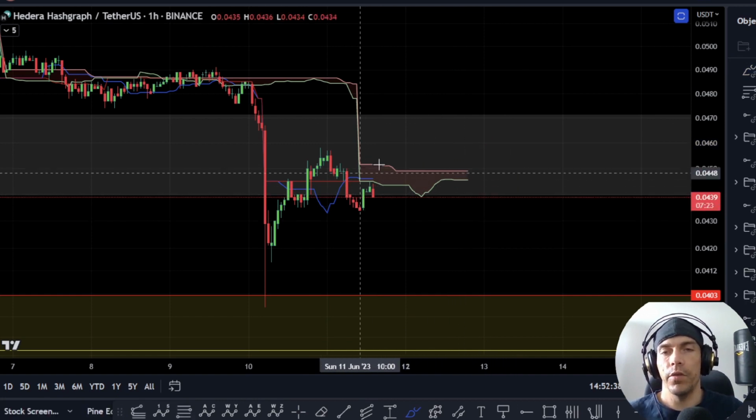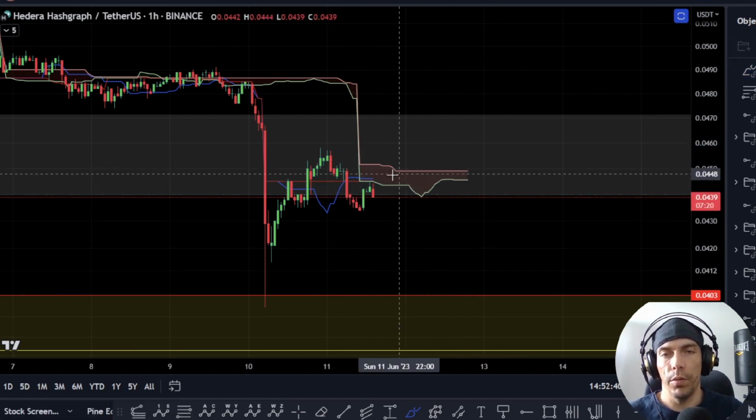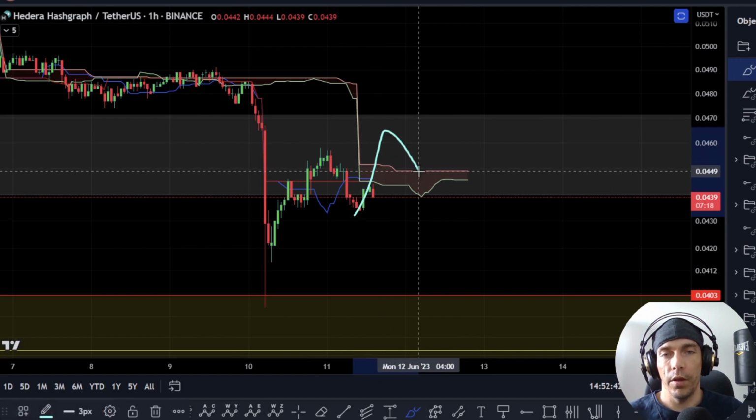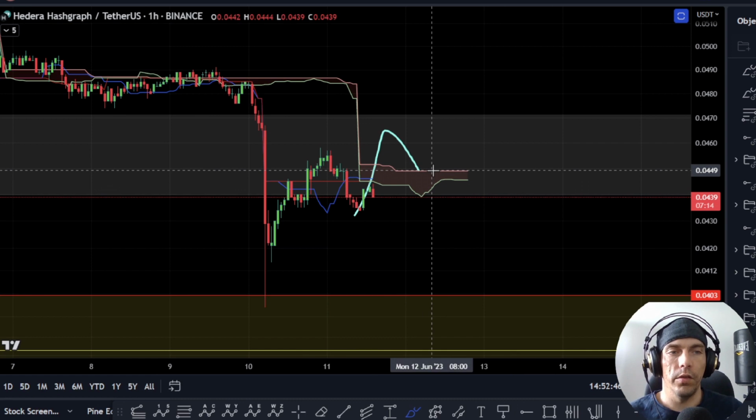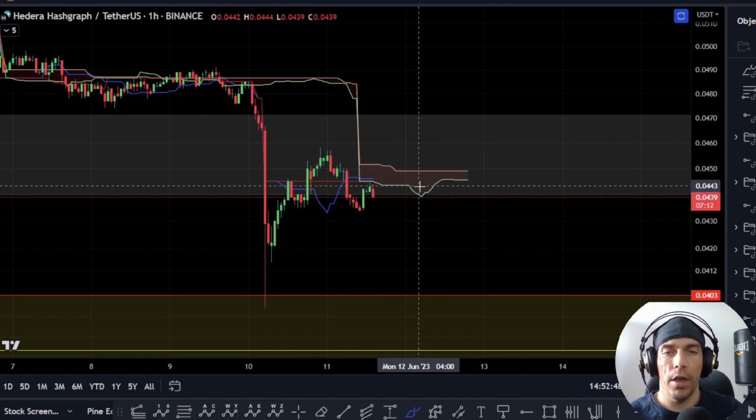Now, if that's the case, potentially what we could then do is find support above this cloud. Even if we do break to the upside, there is the potential to find support on these lines. So the upper end of this cloud is the 0449, and then we have the lower edge here, which we've been rejecting off of towards this 0445.